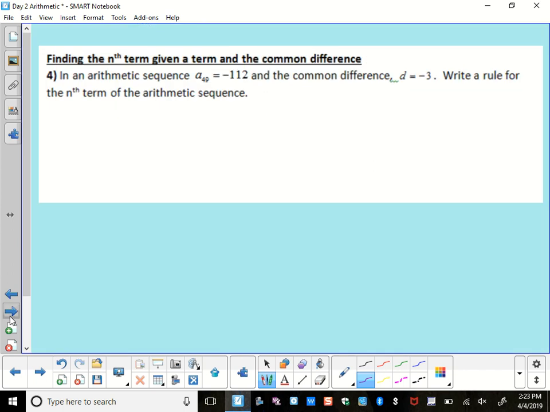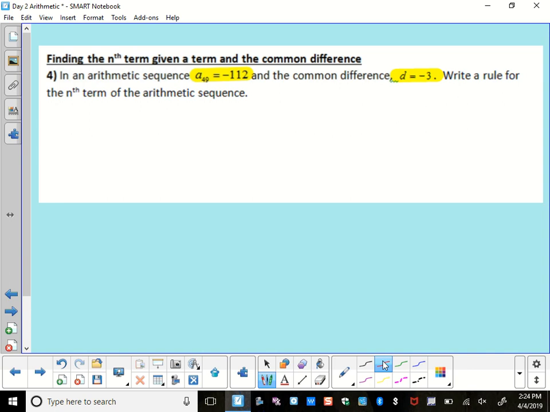All right, this is a little different. Let's switch gears. Finding the nth term, given a term and the common difference. What we're doing now is they didn't give us any of my sequence. They just said, in the sequence, the 49th term is negative 112. My common difference is negative 3. It tells me to write the rule for the nth term.